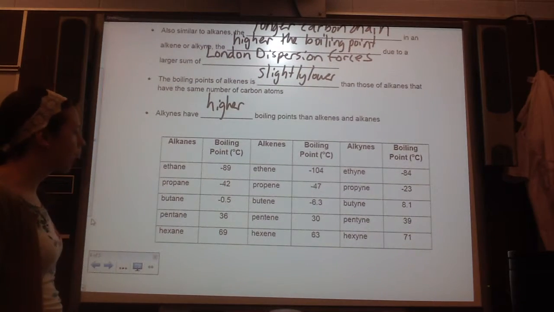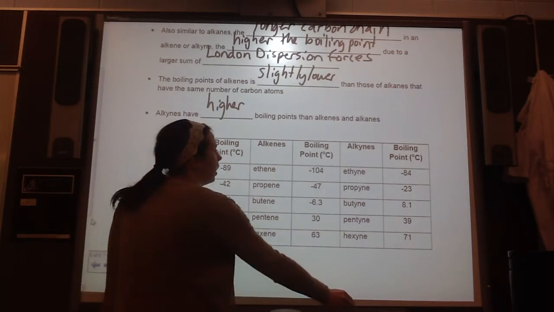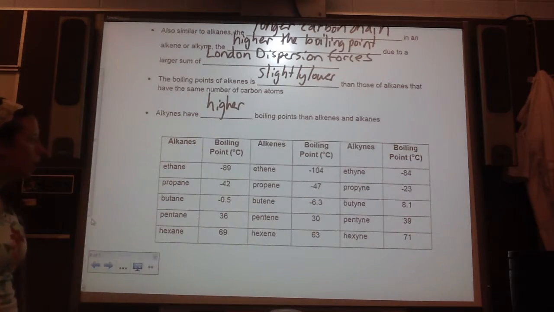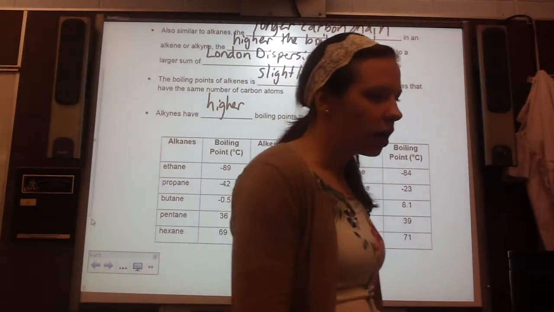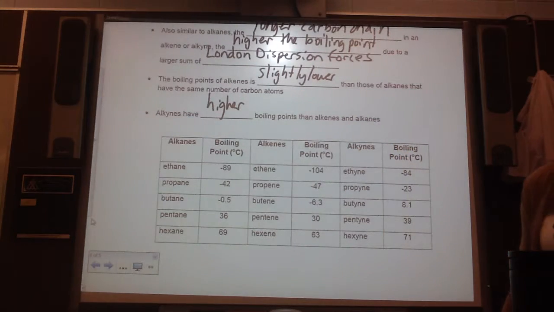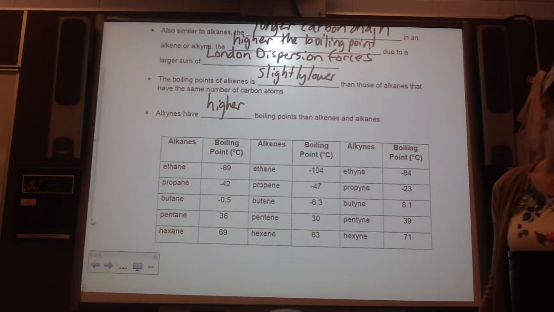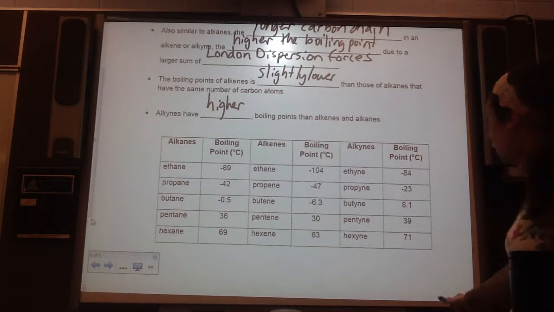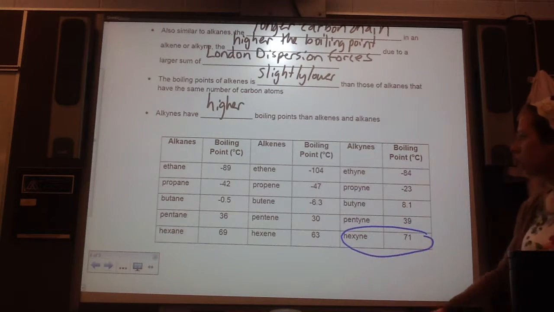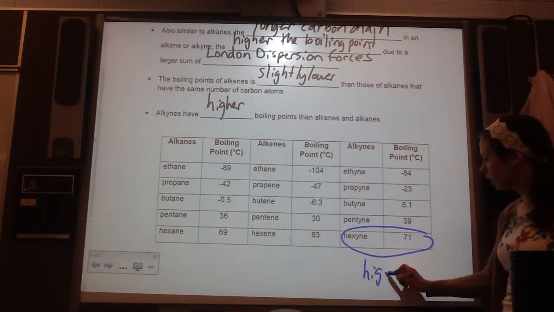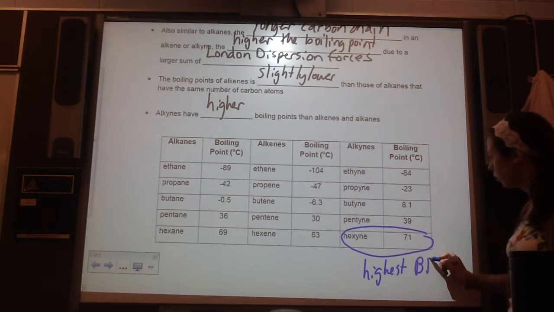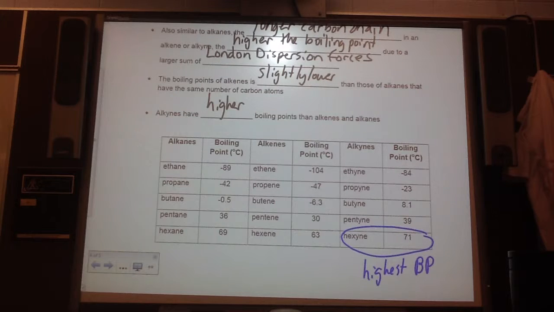So if you looked at this chart, let's just look at, okay, what is our highest boiling point here? Out of the whole chart, which one is the highest boiling point? Our hexyne, right? This is the highest boiling point because it has the most carbons, and it's the yne of the one that has the most carbons.